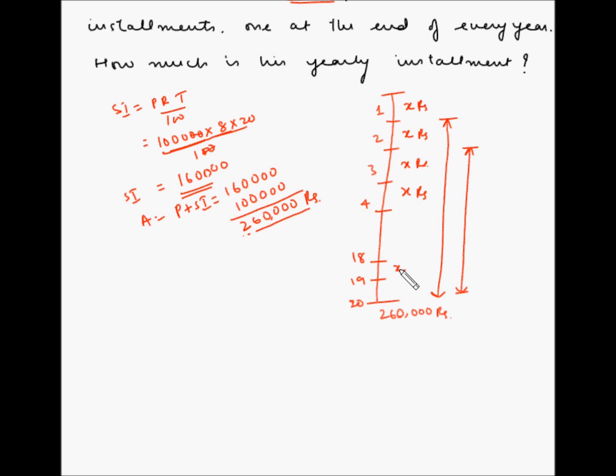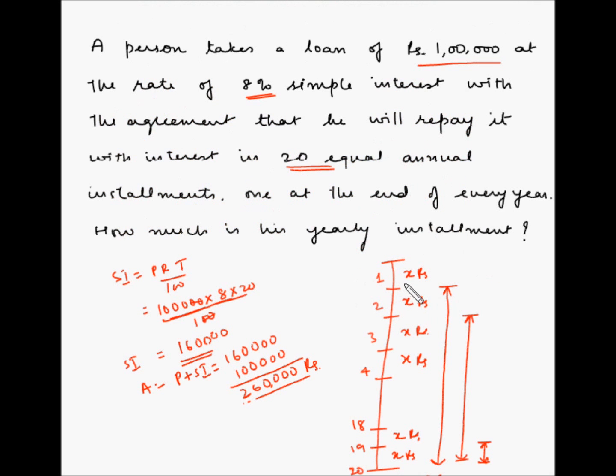Now let's take the 18th year and the 19th year. So here he is also paying an installment of X and X. At the end of 19 years, he is avoiding the interest for 1 year. In other terms, if he has paid back the first installment, then the bank can put this amount into a different account and earn 8% simple interest for the remaining 19 years.